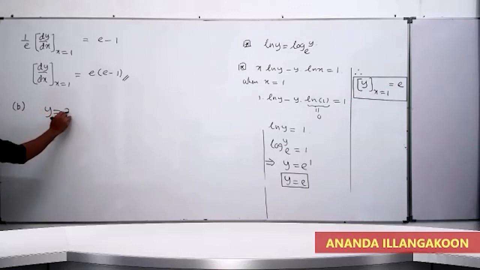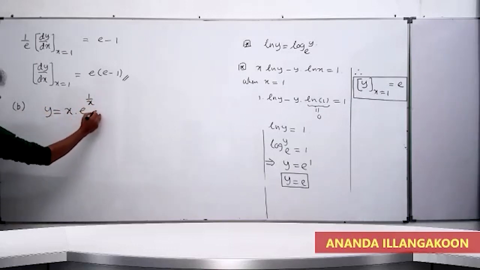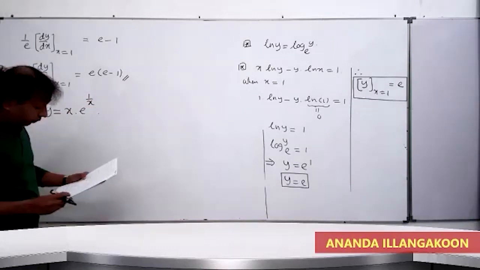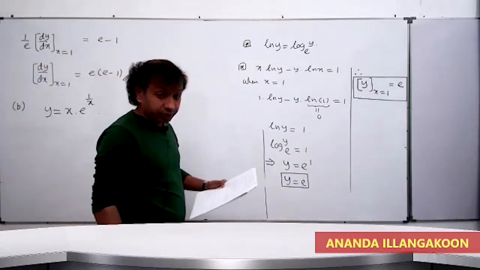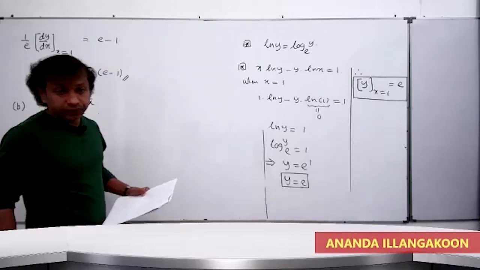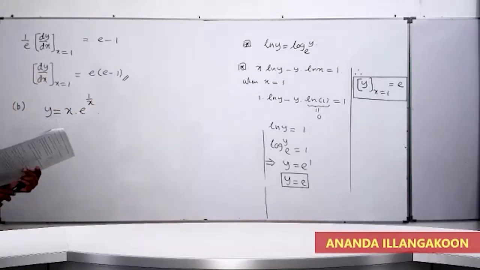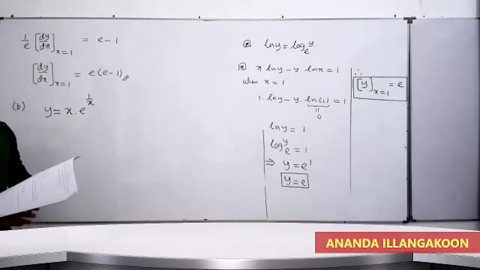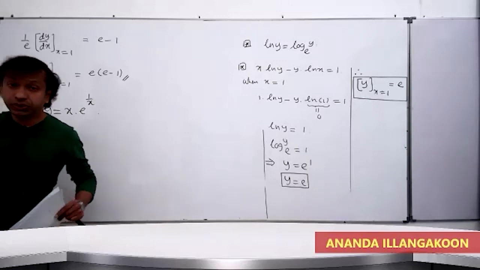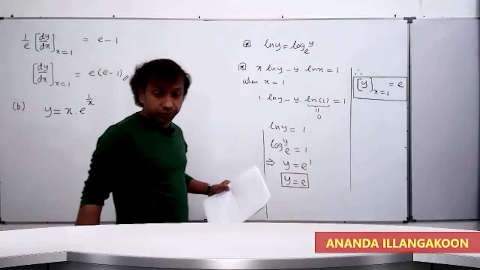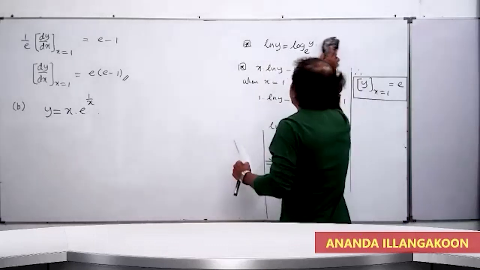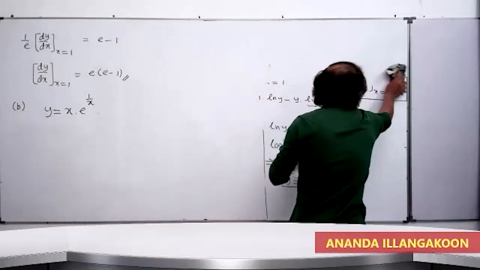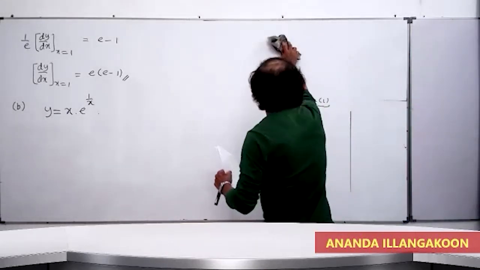y equals x times e to the power 1 upon x. Prove this relation. Start that, people. Now we are almost at the end of this lesson, so I think you should be able to work out this kind of question yourself to get this answer. I'll give you a few minutes, people. Get the answer.